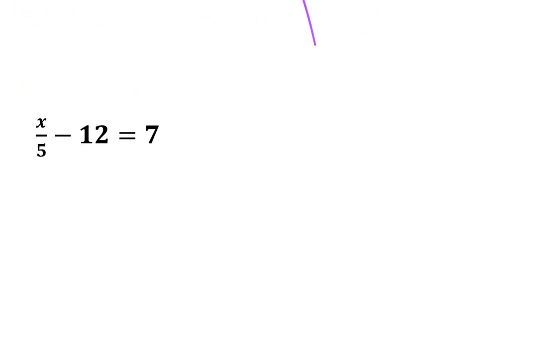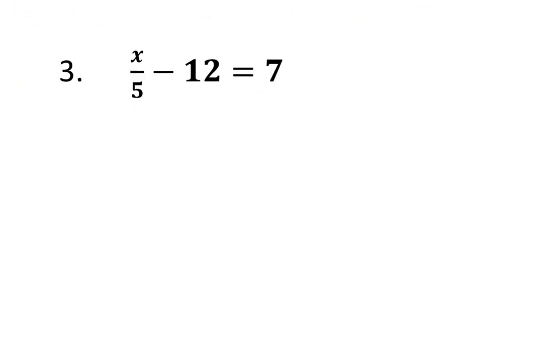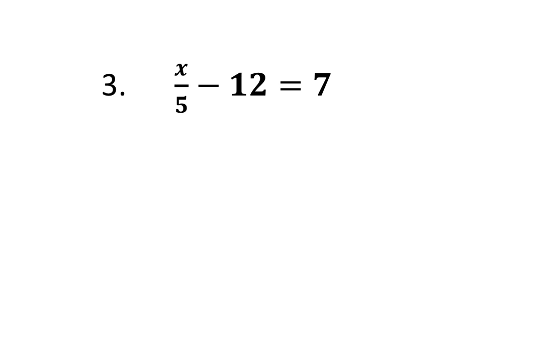All right, let's keep going. Number 3. So this one looks a little different. It says x over 5, so x divided by 5, minus 12 equals 7. Okay, so what's different is that this negative 12 is there, where we used to not see any number there, like subtracting or adding with your fraction. Now we will see that.